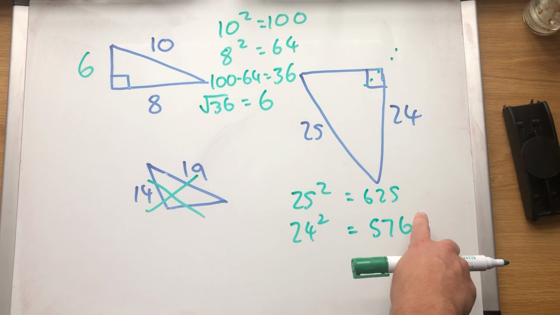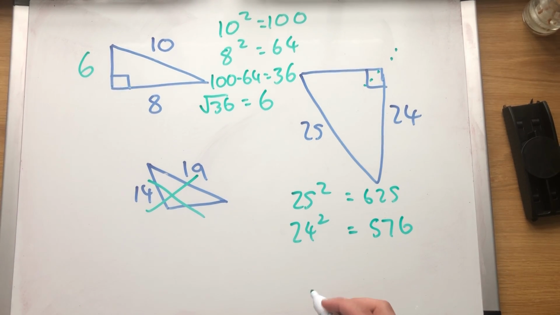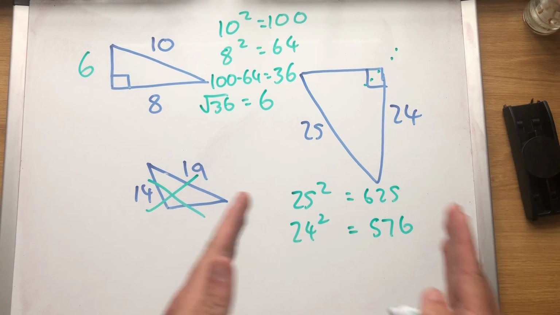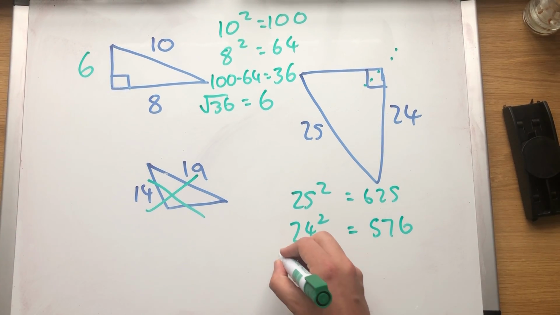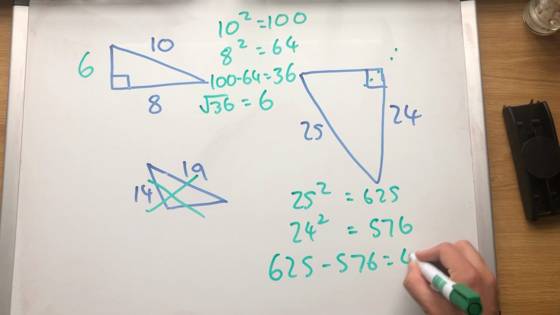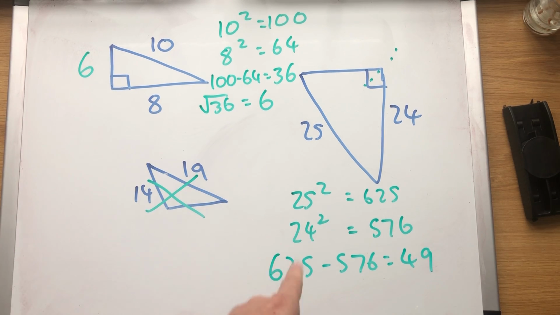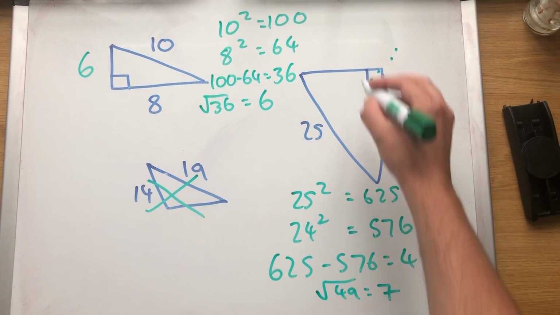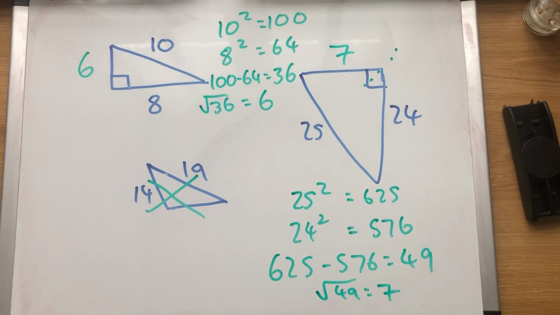We're now going to do 625 subtract 576 because it's square everything, subtract, root. We'll get 49. Square everything, subtract, and now we need to root it. Root 49. That's 7. Okay, that's how we solve Pythagoras.